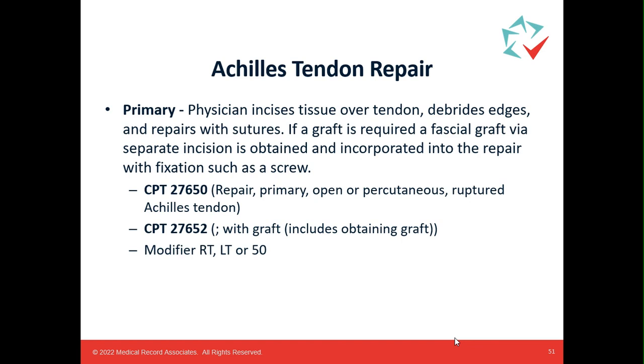In our example here, we're talking about the incisional method, but as you can see in our code descriptor, it also includes percutaneous. When a percutaneous repair is performed, your provider is going to make multiple stab incisions in the tendon and then pass sutures to repair the tendon, which are then tied off, cut, and pushed into the subcutaneous tissue. So it's kind of like a mini open in a way. But again, open or percutaneous, both included in 27650 and 52.